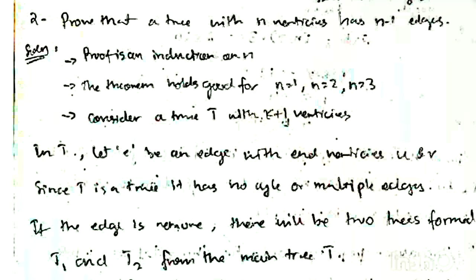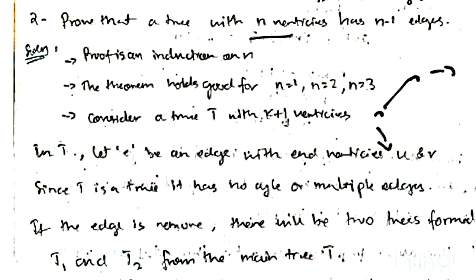In this question we have been asked to prove that a tree with n vertices will have n minus 1 edges. Suppose that this is a tree, and it continues here also, but I am not drawing the whole diagram. Consider this tree as T1 and T2, and there is an edge between them. The total number of vertices is k plus 1.